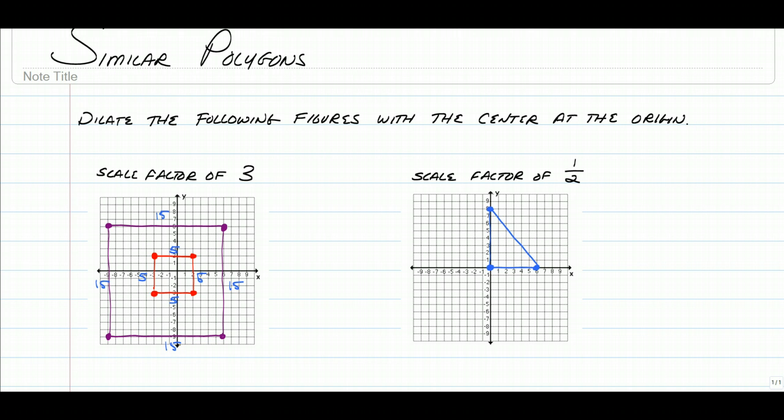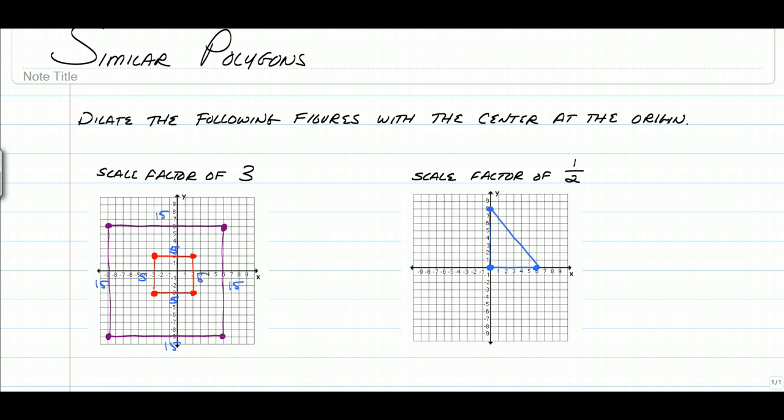Basically we're showing you that similar polygons are not the exact same size, but the ratio of sides is going to be the exact same. This is 15, which is 5 times 3. 5 times 3 is 15. 5 times 3 is 15. You get the point. Now let's look at the next one with a scale of 1/2.